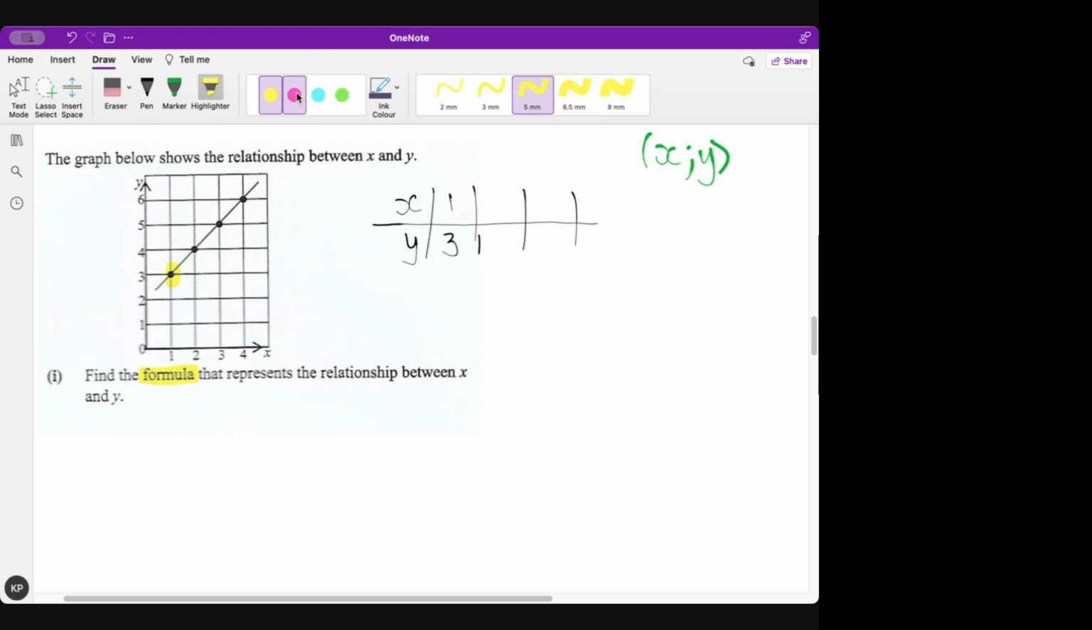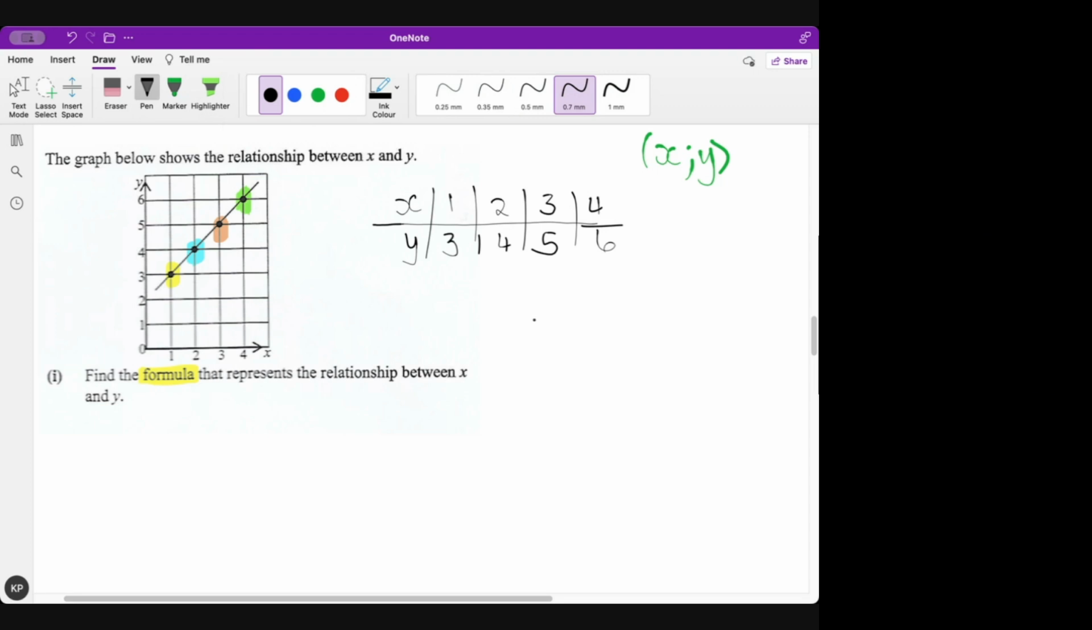Great. Coordinate number 2, which is the blue one: 2 and 4. Coordinate number 3, the peach one, would be 3 and 5. And my final coordinate, which is the green one, is 4 and 6. Great. Now we have a table.